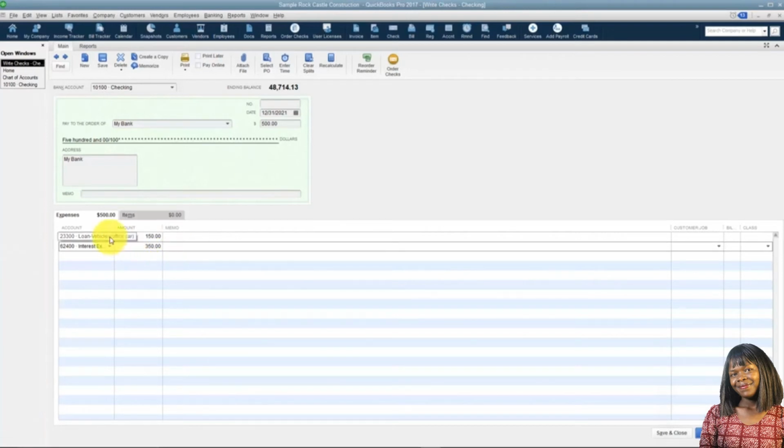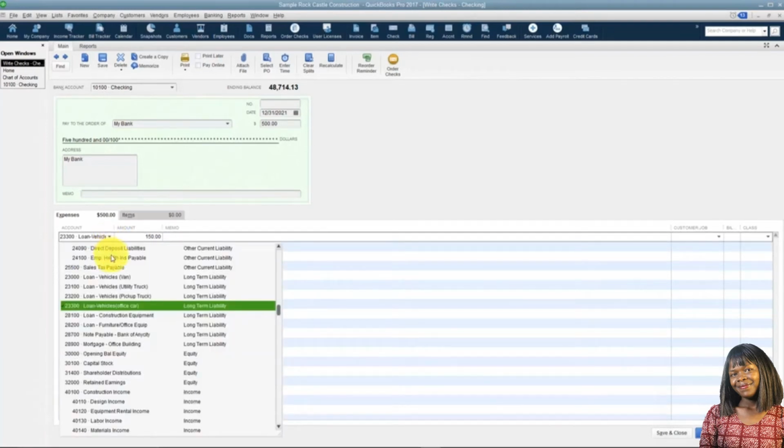So the main point is, do not put this account to an expense account. A payment to a loan is not an expense to the business. It's a liability. If you put it to the expense account, you're never going to know the balance of that loan. So put it back to the actual loan you created.